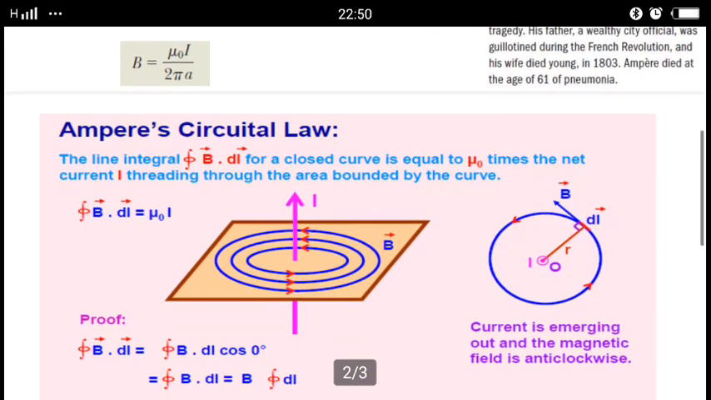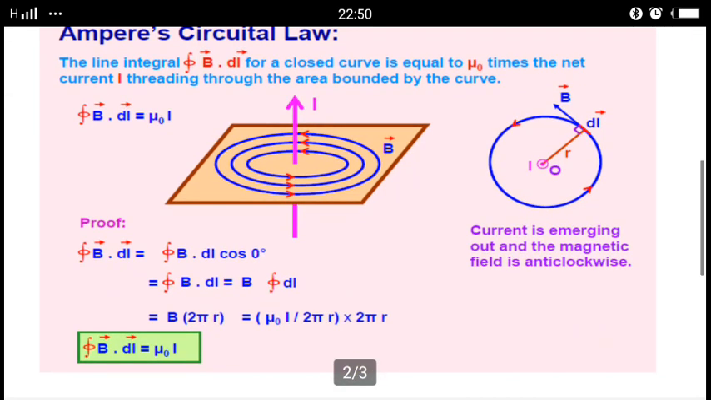Now the statement of Ampere circuital law is that the line integral for a closed curve is equal to mu naught times the net current flowing through the area bounded by the closed loop. For its proof, we can consider an infinitely long straight conductor, in which a small element dl is chosen, and a current I is flowing through it.